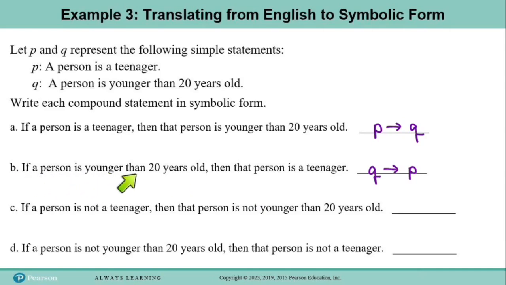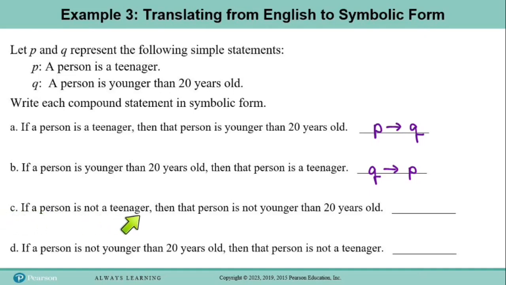If a person is younger than 20 years old, then that person is a teenager. That's not true, because there are people who are younger than 20 years old who are not teenagers. Think about somebody who's 5 years old. That person is younger than 20, but they are not a teenager. So just because the statement is true in one sense, it doesn't necessarily follow that if Q, then P will also be true.